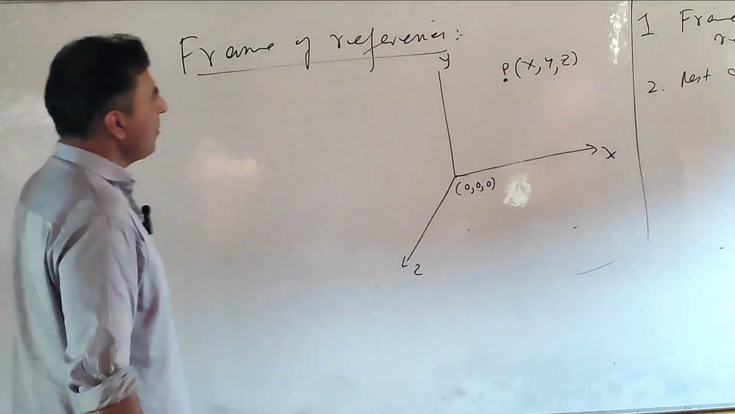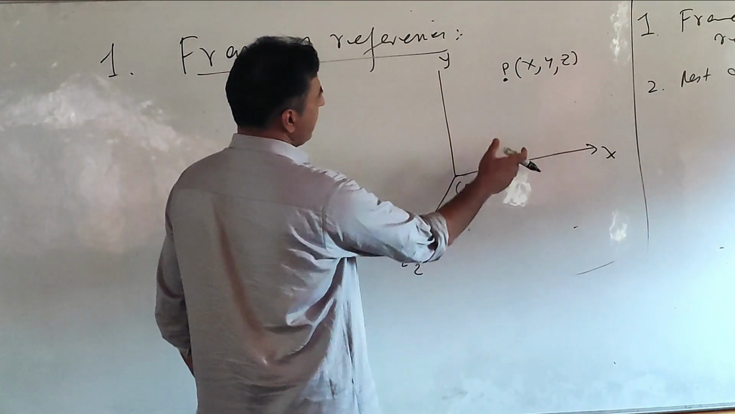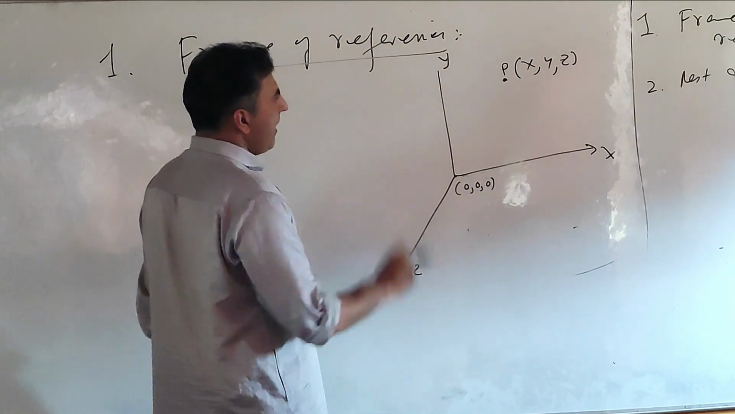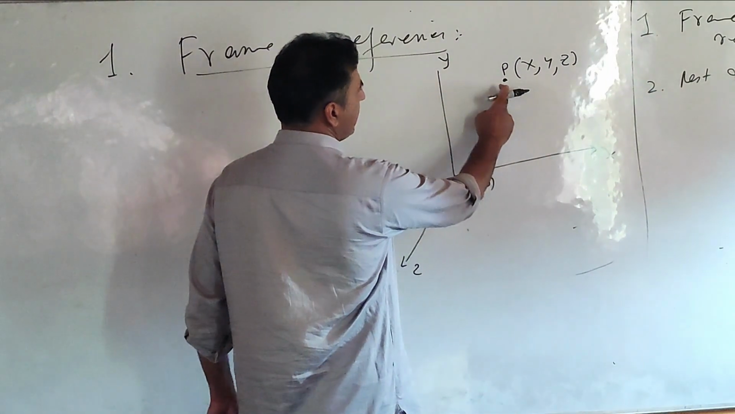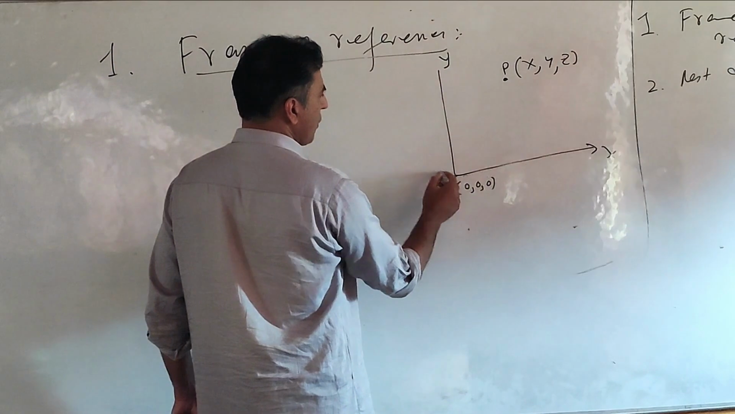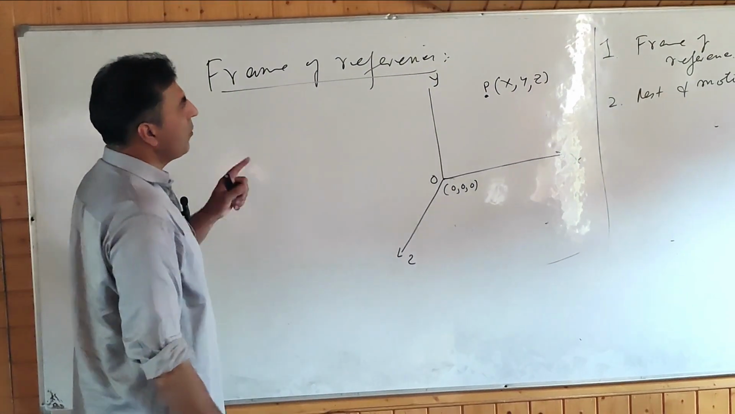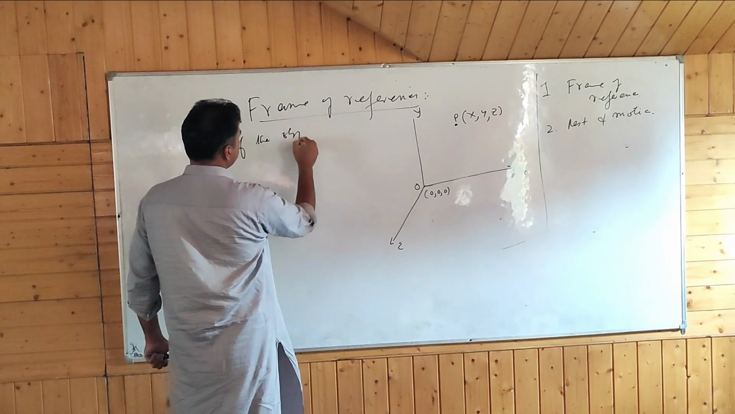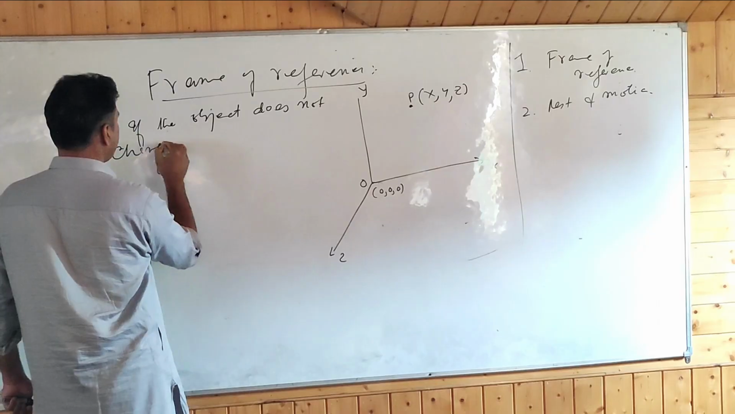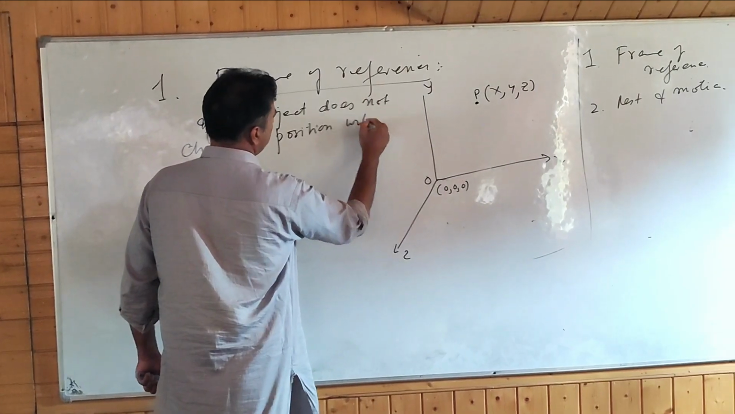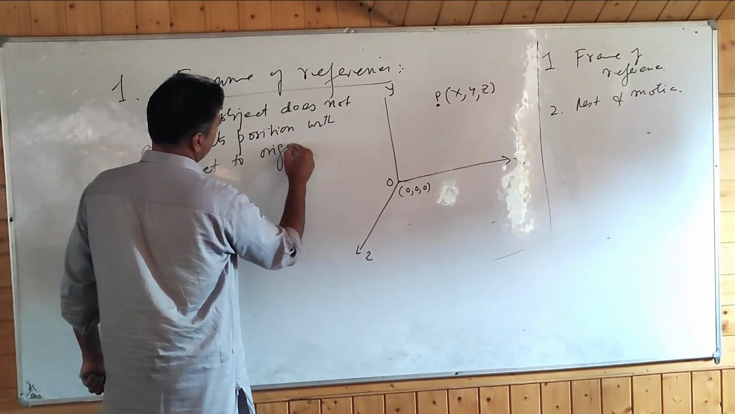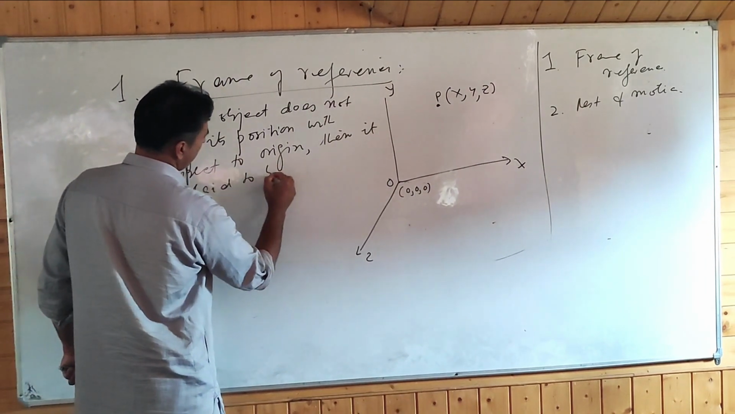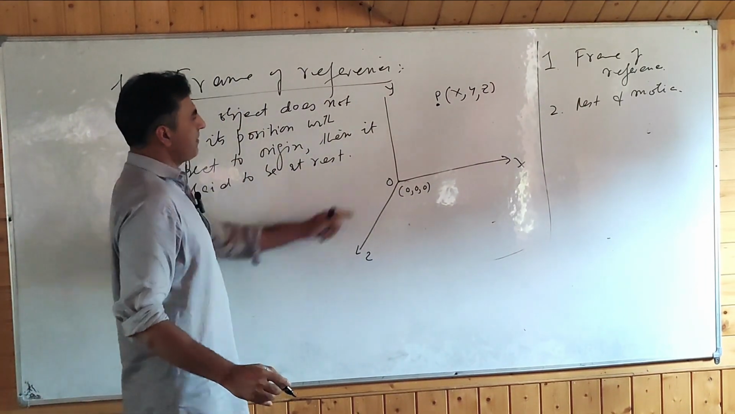Okay. So now see here is the frame of reference, x, y, and z coordinate system, and there is a particle whose position coordinate you have located. And now, if this object does not change its position with respect to the origin of the coordinate system, then the object is said to be at rest with respect to this coordinate system.